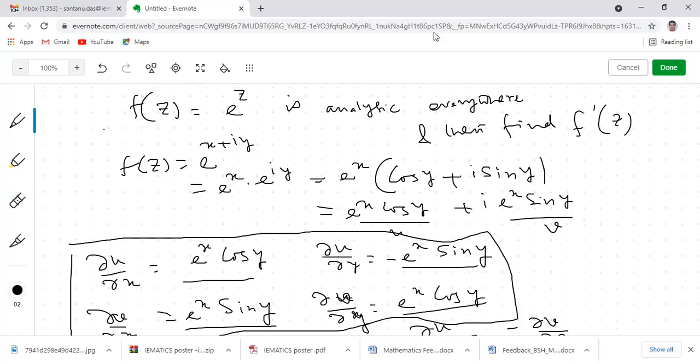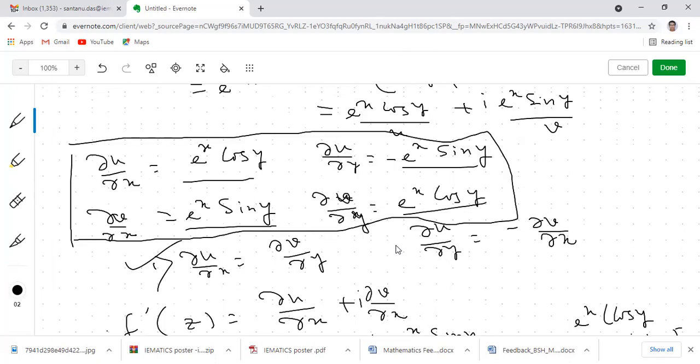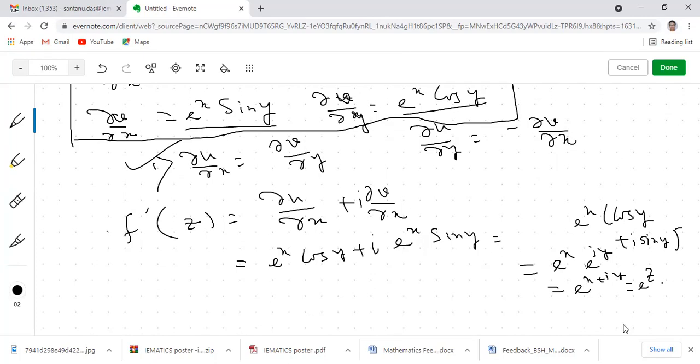Okay, is that clear? Because if you use the first principle or the definition, then also the derivative of e to the power z with respect to z is e to the power z. So by using the partial derivatives and the formula, I can prove that. Okay, is that fine? Is that fine? Yes, sir. Okay.